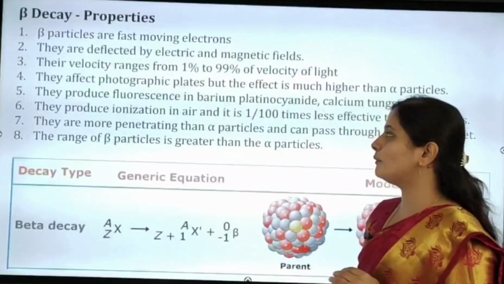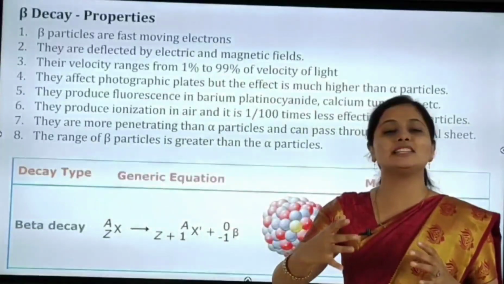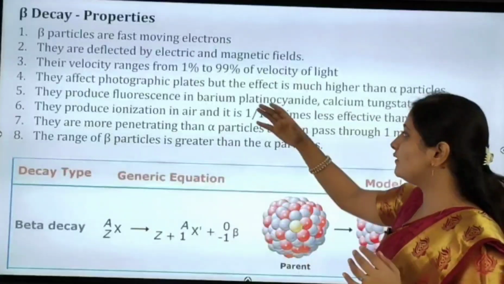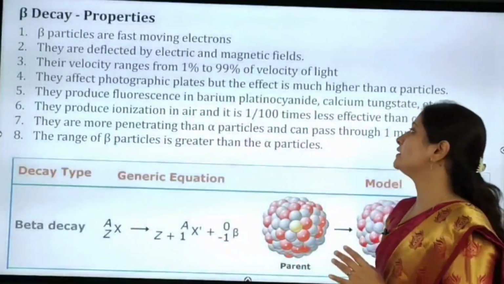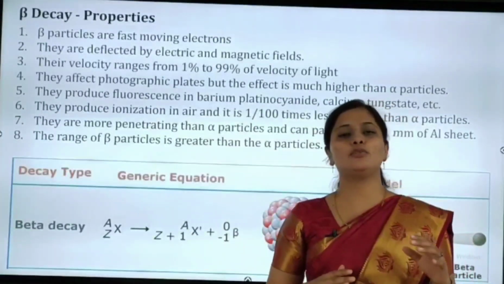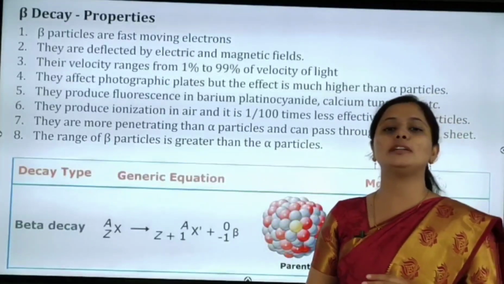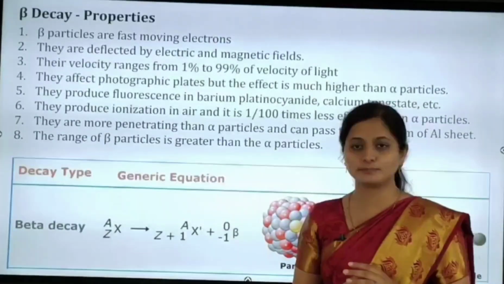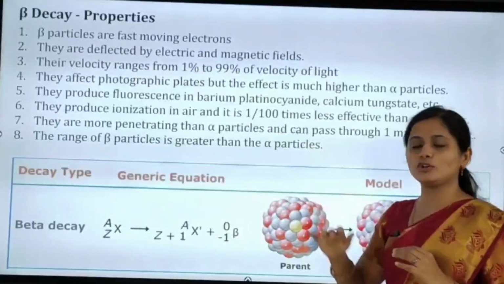The third property is their velocity range. The velocity range of the beta particle is from 1% to 99% of the velocity of light. So it can be very near to the velocity of light, from 1% up to 99%. Next, the fourth one: they affect a photographic plate.